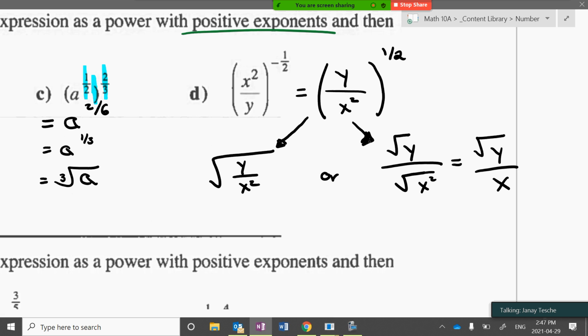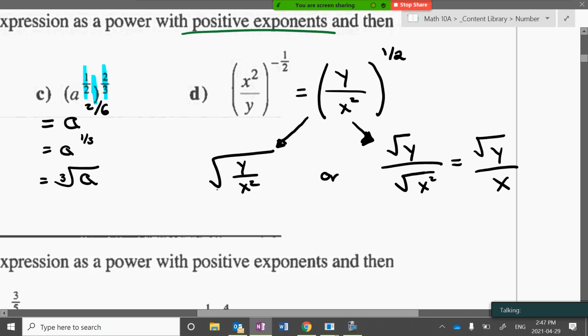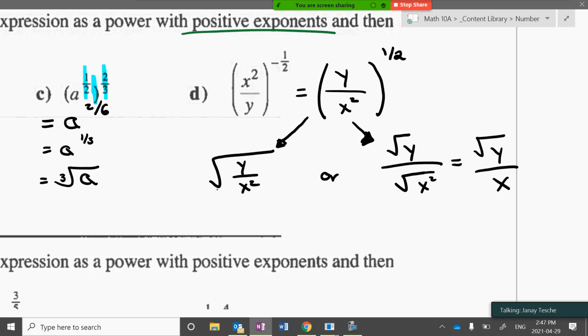Go ahead, Claire. For this, like the first one, which is the square root of y over x squared. Yep. Is that like the simple equation? Technically speaking, you could simplify it to this one too. It's a little bit harder to see that, so I would be very fine if you left it here. Your answer is going to end up being the exact same regardless. For grade 10, that's fine to leave in that form.